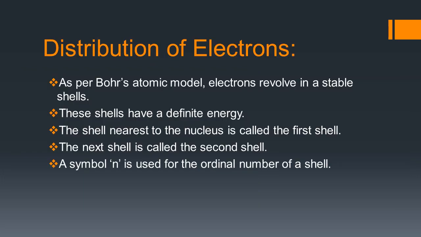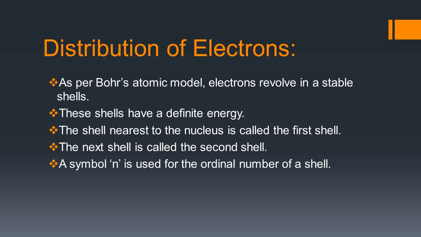Distribution of electrons. As per Bohr's atomic model, electrons revolve in stable shells or orbits, and these shells or orbits have a definite energy. That means the energy of a particular shell is definite, fixed. The shell nearest to the nucleus is called the first shell. The next shell after the first shell is called the second shell.